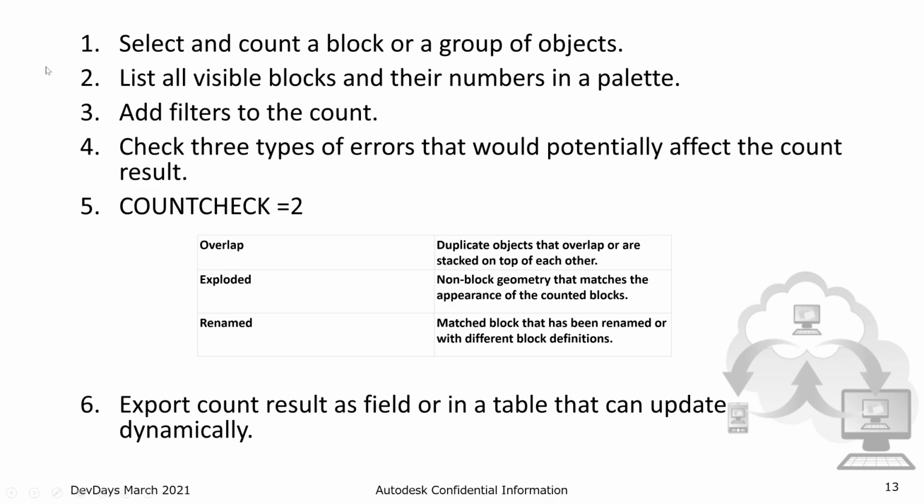You can add filters to the count. You can check three types of errors, as I said, and you can also export a result as a field or in a table that can update dynamically. Count is not only for block objects, as is shown. It can be any entity as long as they have visible and identical shape or geometry. It could be a selection of entities or a group of objects. Count is purely based on the geometry.